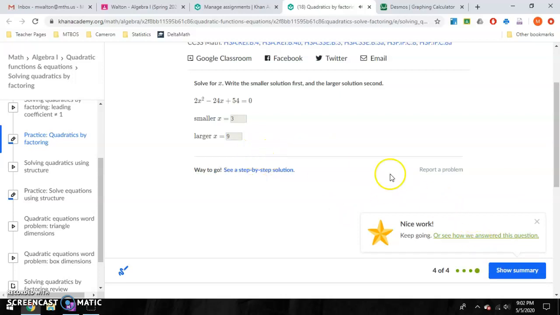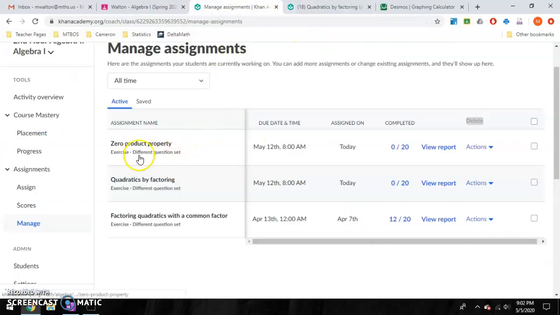So that is your assignment. You will have these two, zero product property and quadratics by factoring. And if you still have not done this from the last month, feel free to go ahead and finish that as well.